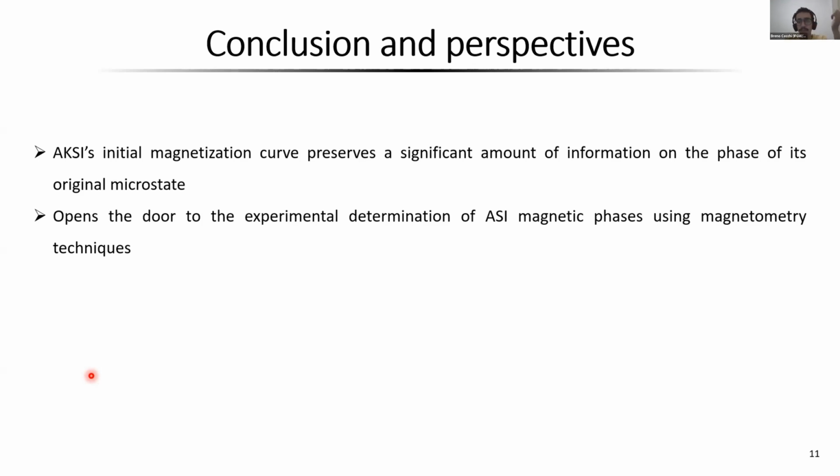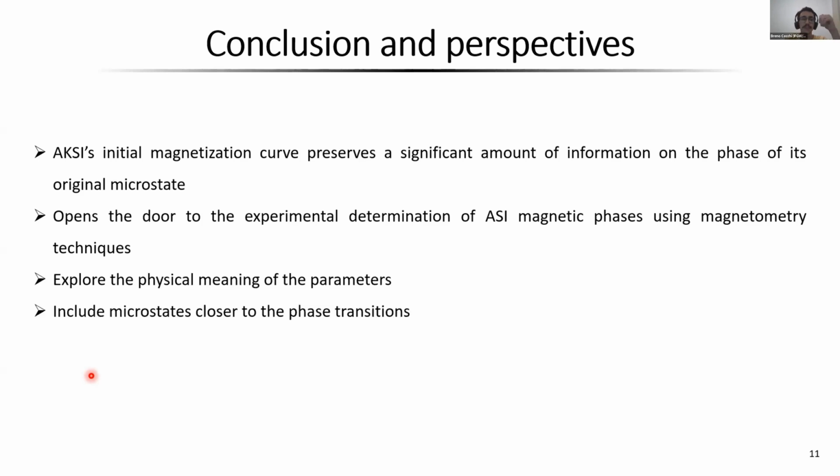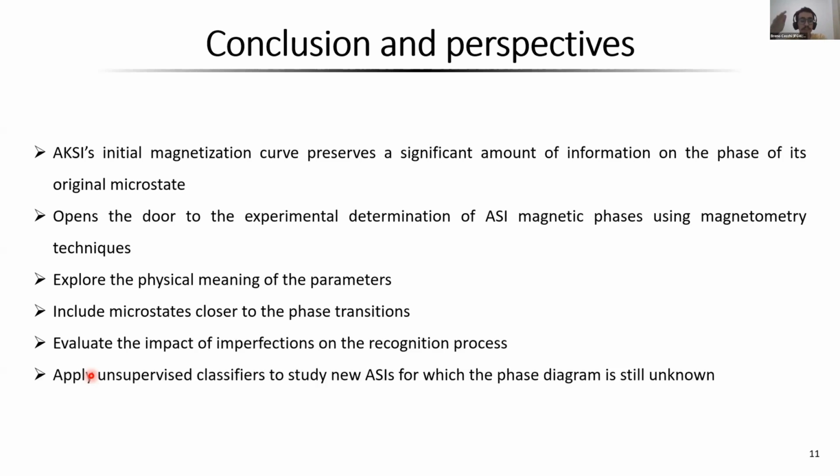And there are plenty of other interesting perspectives to follow. For example, explore in more detail the physical meaning of those parameters, include in our analysis microstates closer to the phase transitions and see how the performance changes. Evaluate the impact of imperfections, for example, roughness on the nanomagnets, on the recognition process, and also try unsupervised classifiers to study new systems for which the phase diagram is unknown.